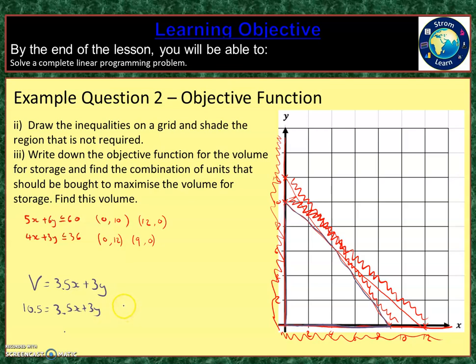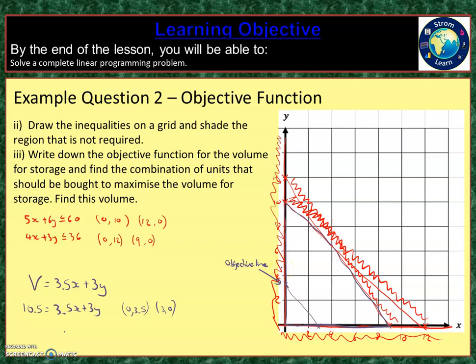So let's use the coordinates method as I used before. That's going to give me 0, 3.5 and 3, 0. So 0, 3.5 is going to be about there, and 3, 0 is going to be here. Okay, so I've got this line. Now this is what we can call an objective line.